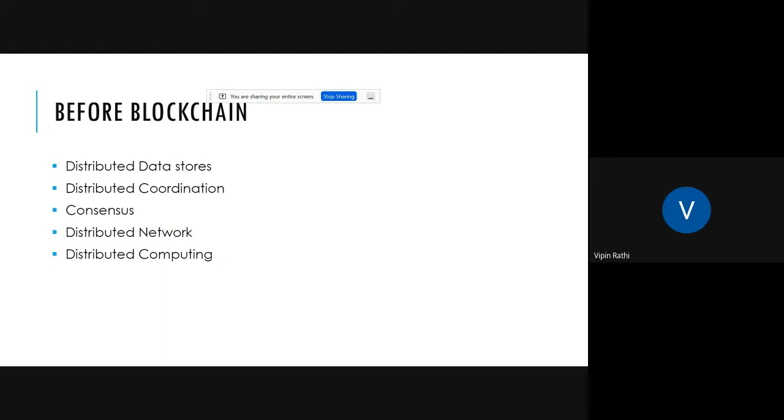So I want to start with what was there before blockchain. This is important to understand. When we say blockchain, it's fine: in 2009, Satoshi Nakamoto started something called Bitcoin. But what was there before blockchain? This is important to understand.